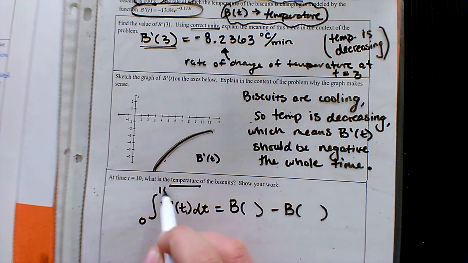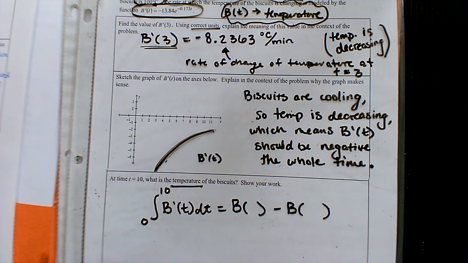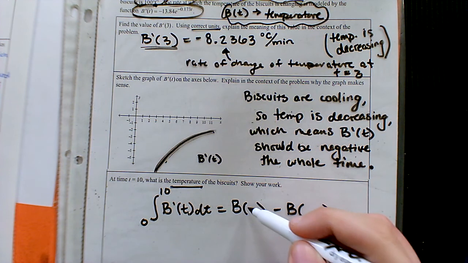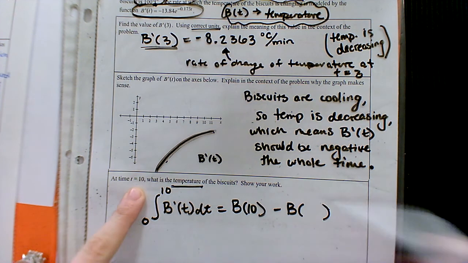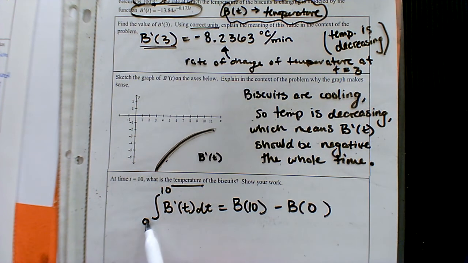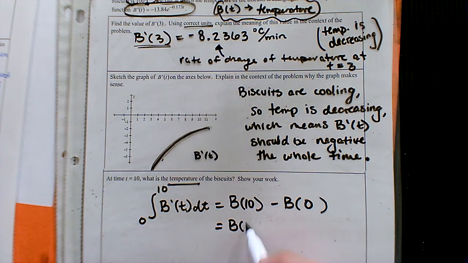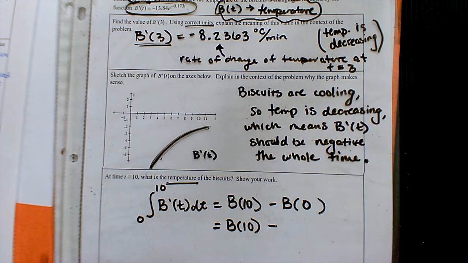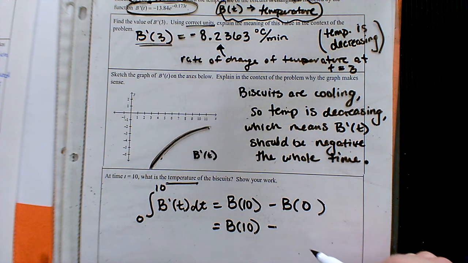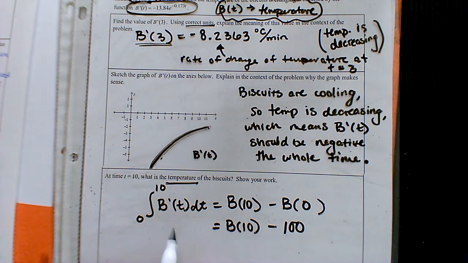0 and 10. We know 0 from the top, and 10 is what we're trying to find. So 0 to 10 we'll use as our bounds. B of 10, we're trying to figure that out. What was B of 0? 100. Okay. How can we figure out this left-hand side?